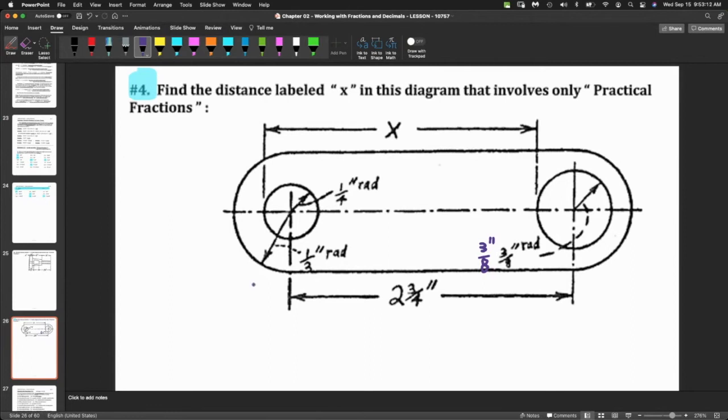All right, here we go. So I'm gonna do some coloring, if you don't mind. So this is 2 3/4. I had it all the way across. That's 2 3/4. That's a radius. And what else are we given? We're given this radius.